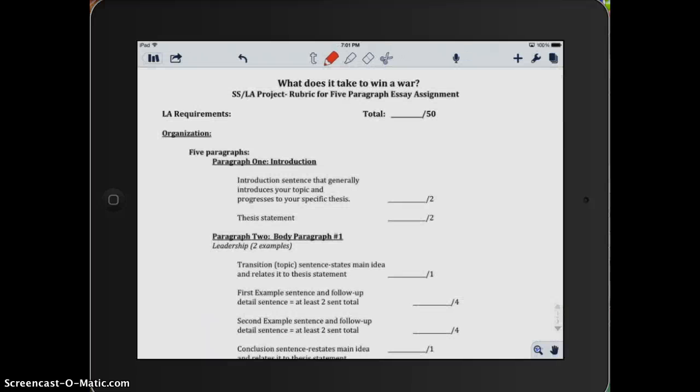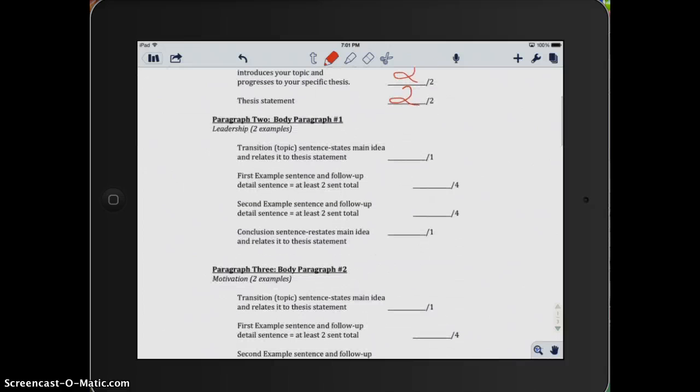So we said this person did the introduction. They gave us general information and they had a thesis statement at the end that told us what the paper was going to be about. So let's take a look at paragraph 2, the first body paragraph. This is going to be about leadership.